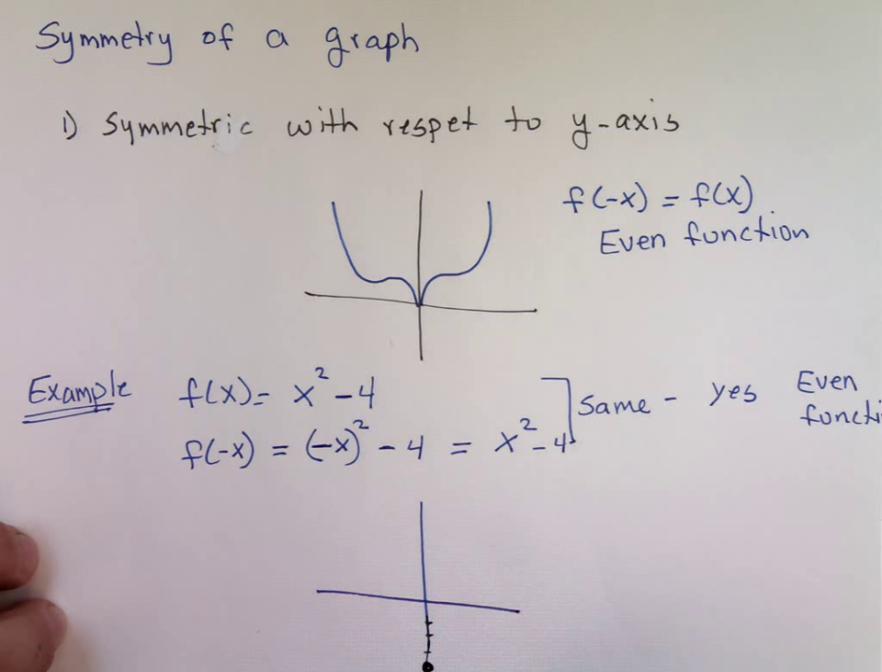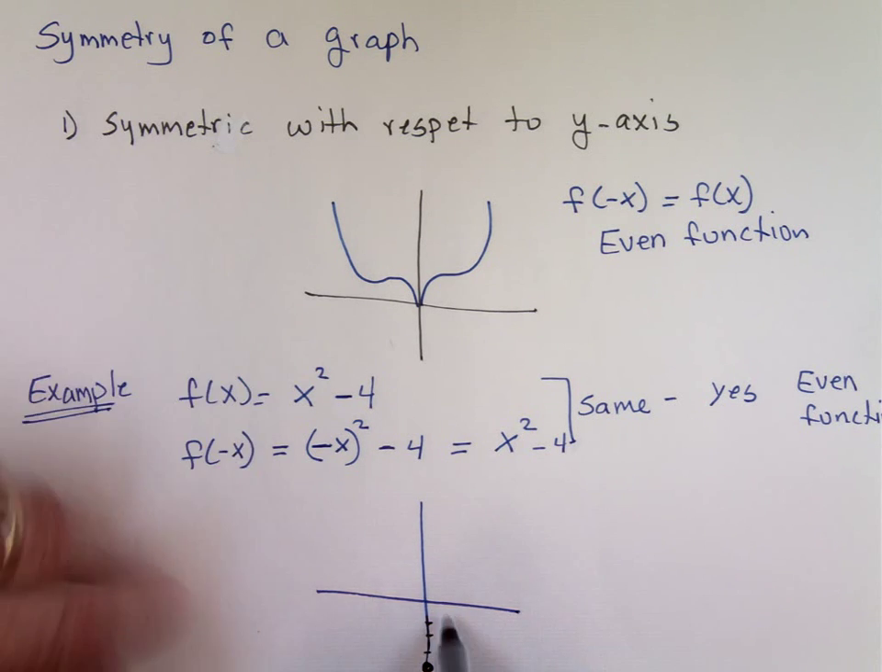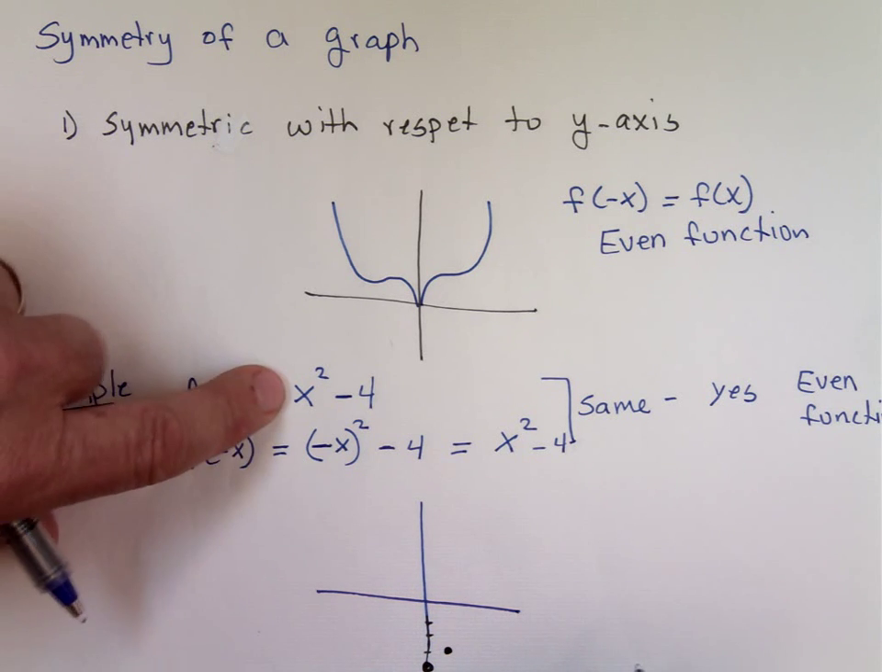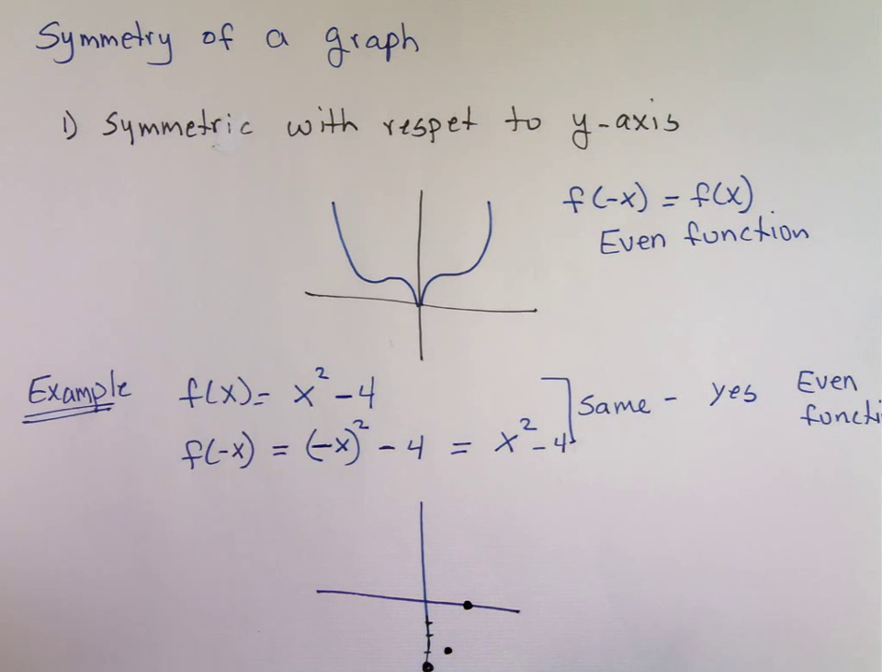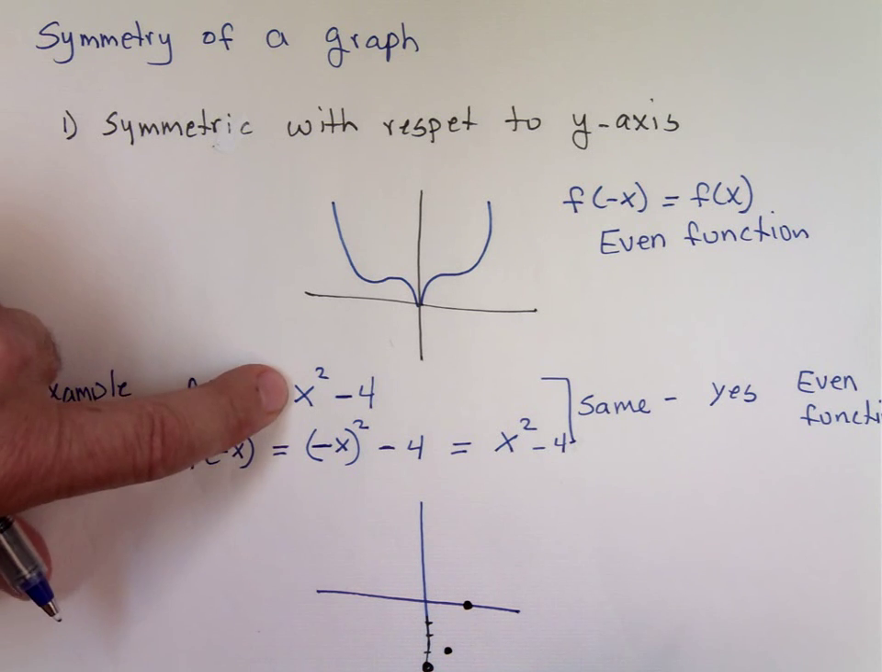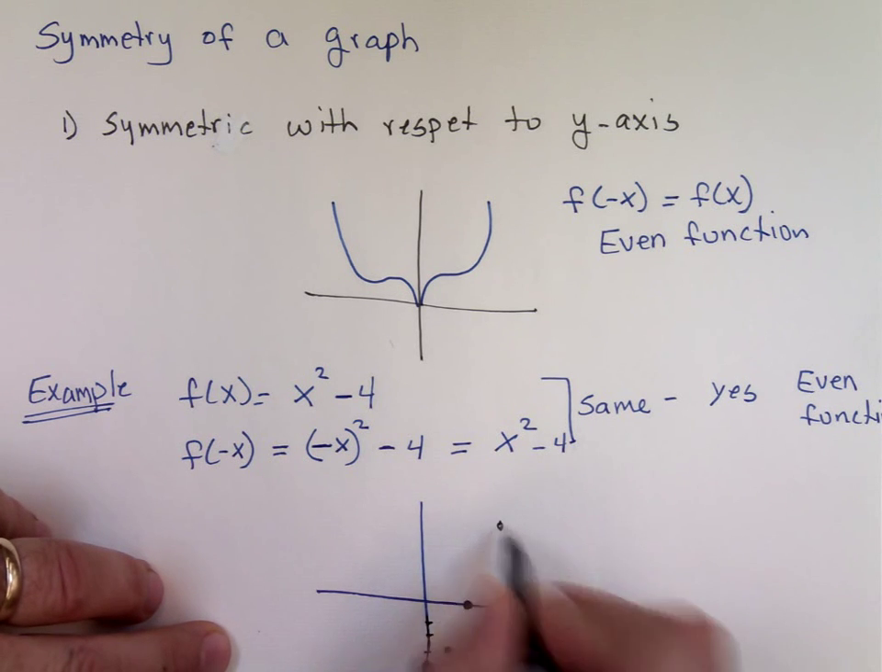When x is 1, what's 1 squared? 1 minus 4 is negative 3. When x is 2, what's 2 squared? 4. 4 minus 4, 0. When x is 3, what's 3 squared? 9 minus 4 is 5. I know the graph on this side looks like this.